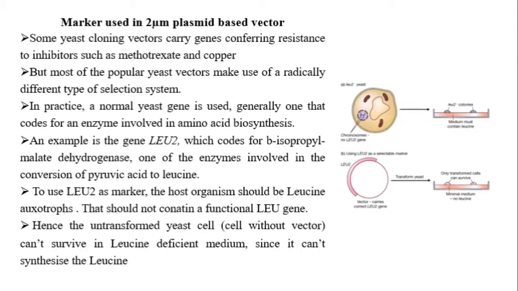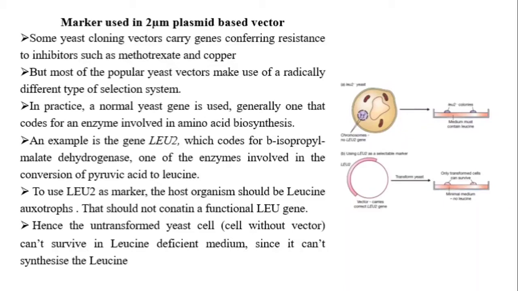But most of the popular yeast vectors use an entirely different type of selection system. This most popular yeast vector system does not use resistance genes to inhibitors such as methotrexate and copper as a marker. Instead, they use a normal yeast gene as a marker, meaning genes involved in amino acid biosynthesis.